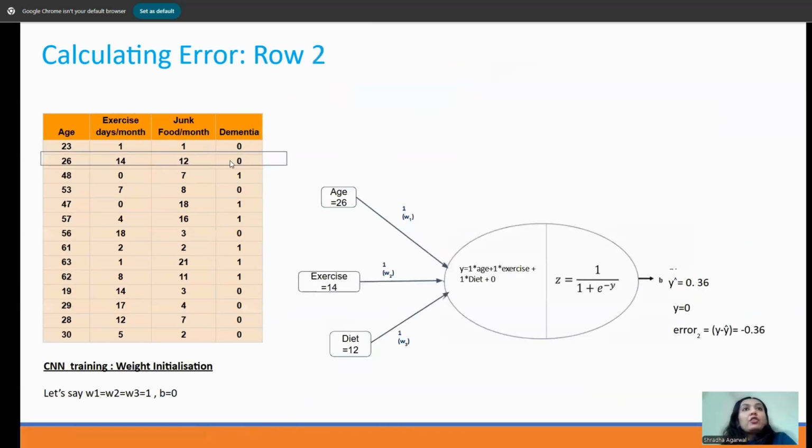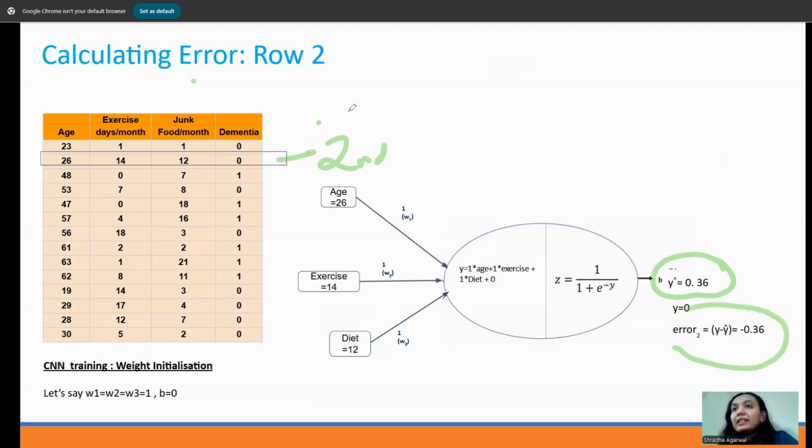Now imagine for row 2, the neural net is going through the entire data set. For the second data point, when you start training it, this is your predicted value 0.036, whereas your answer is 0. So your error is minus 0.36.